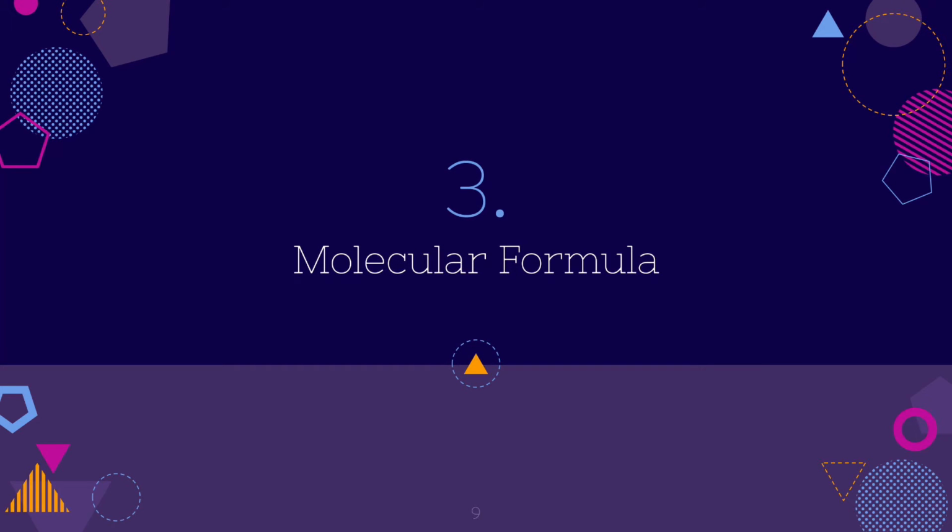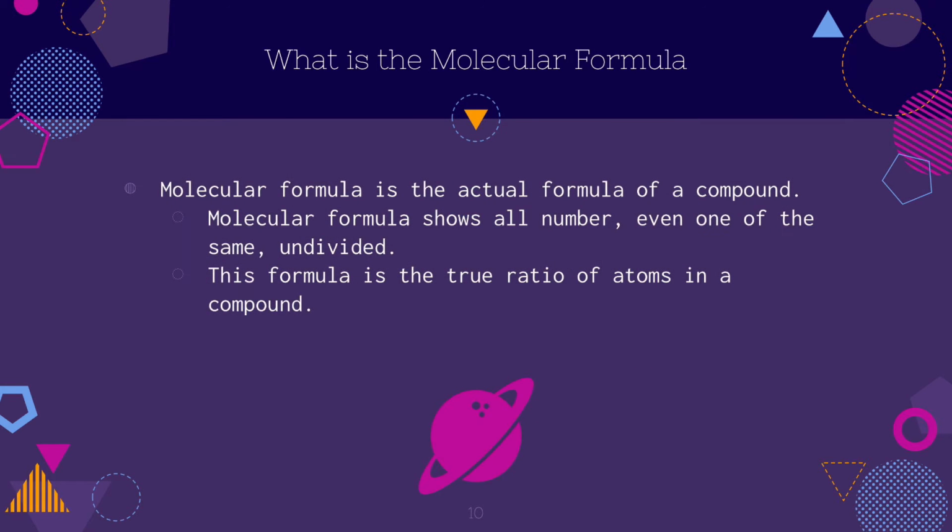Step number 3, molecular formula. Molecular formula is the actual formula of a compound. It will show all numbers even if two of them are the same. This formula is the true ratio of atoms in the compound.